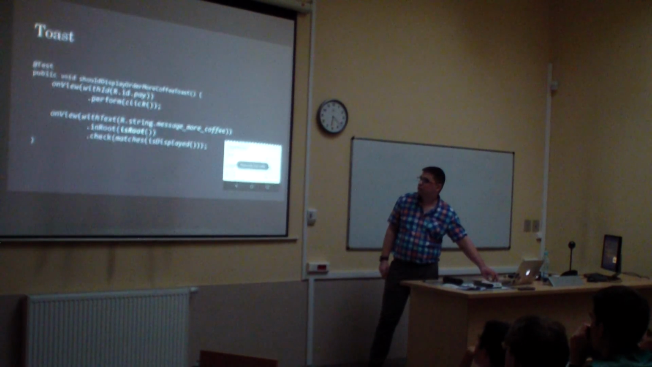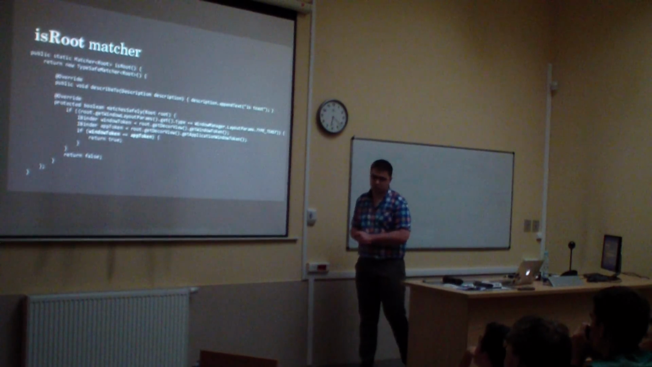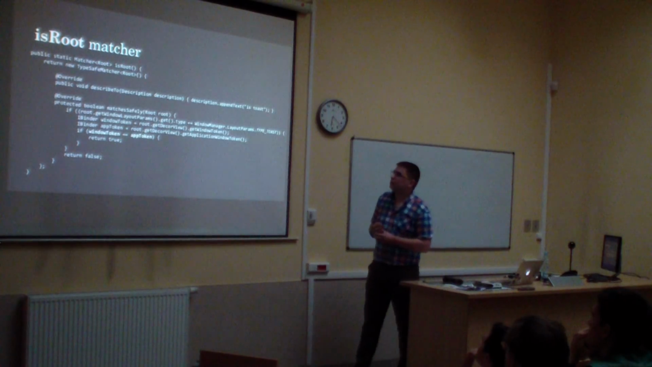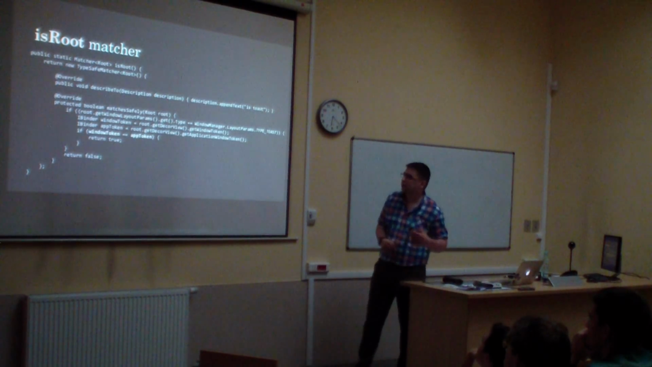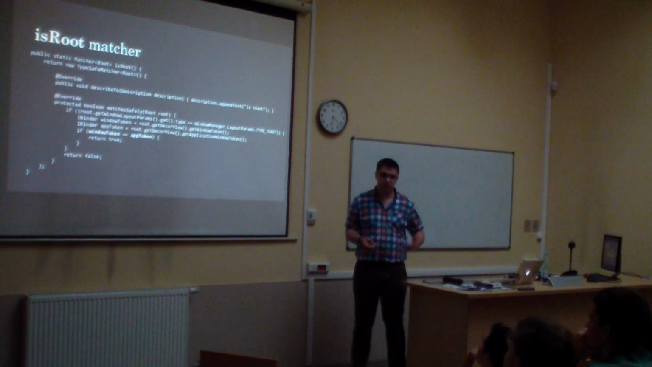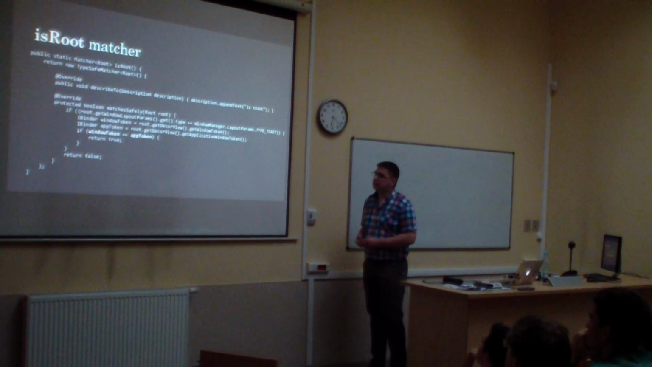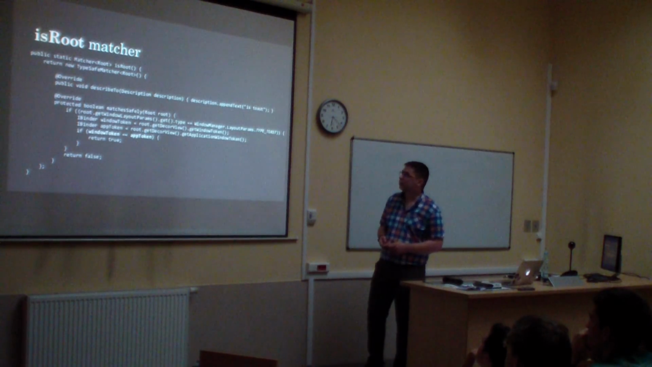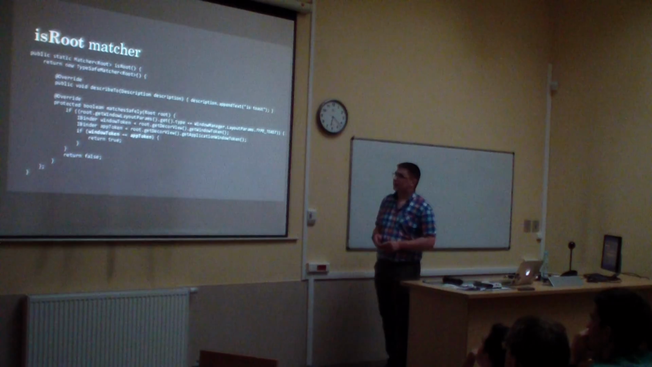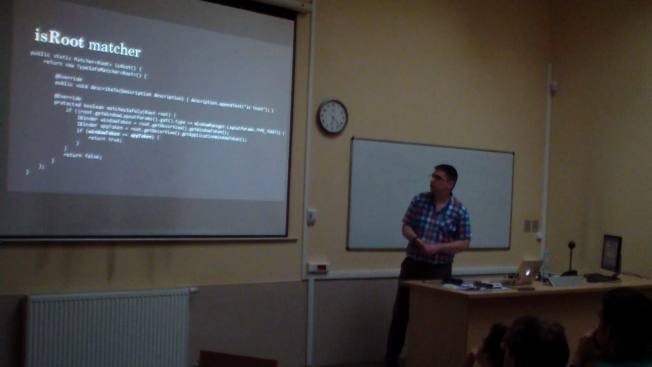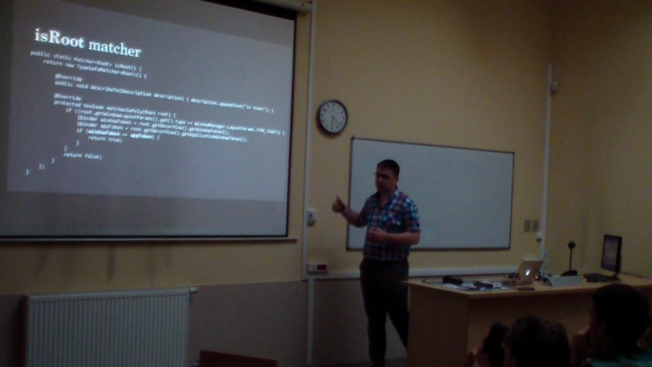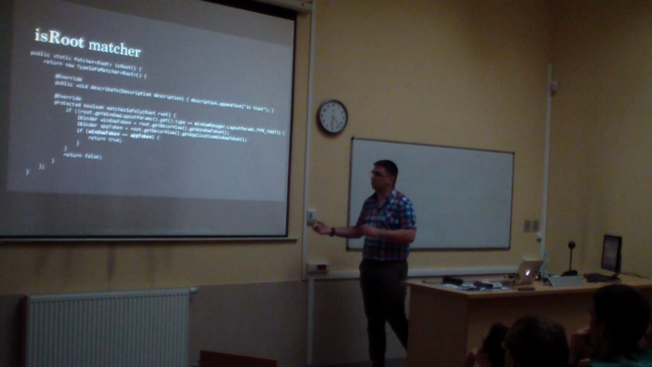When we talk about isRoot, it's a custom matcher. A custom matcher must implement two methods. Describe to is called when you have a failure as a result of our test, and this method helps us get information about why we got this failure. It's configurable. You can configure and display all the information that you want.